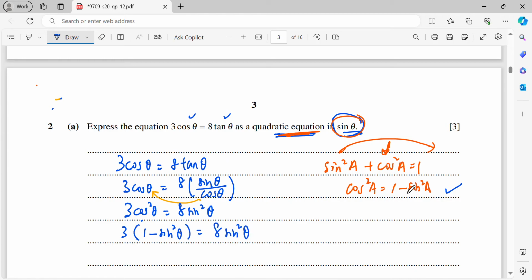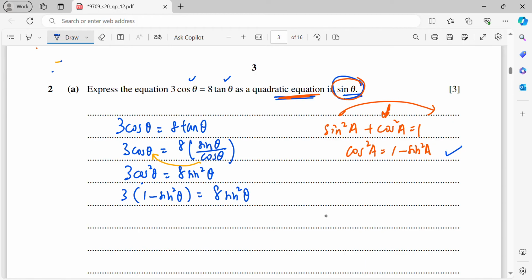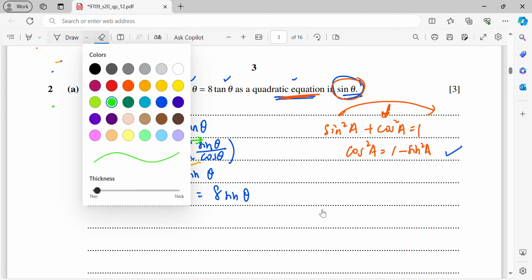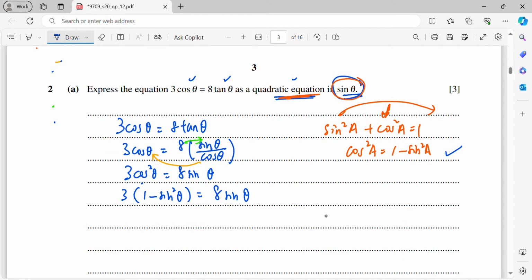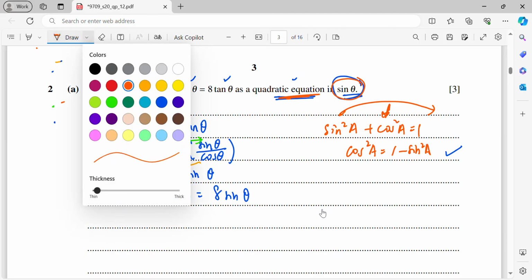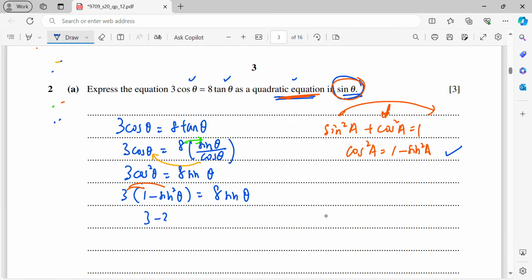theta. Okay, then from here, to get the quadratic equation, so just do expansion. Okay, now, I made a mistake. This numerator, right, when you times in, it will be just 8 sine theta. There's no squared. So I shouldn't write squared here. So now, you just need to do expansion for the left hand side. That will be 3 minus 3 sine squared theta equals to 8 sine theta.